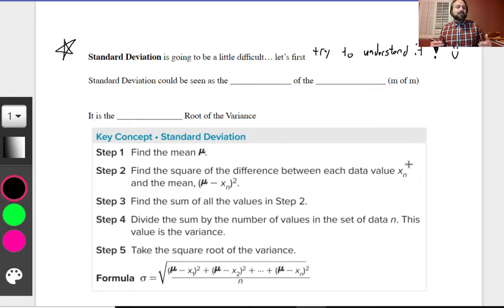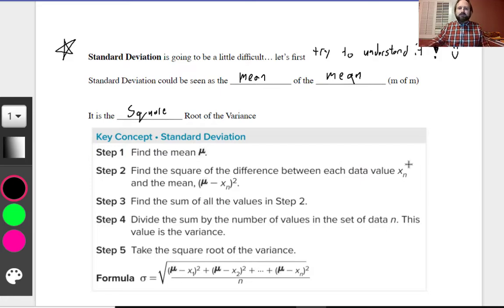So standard deviation can be seen as the mean of the mean. Well, some people are like, well, I still don't understand that. Basically, what you're going to do is find the square root of the variance. So you are going to figure out the square root of how it varies.